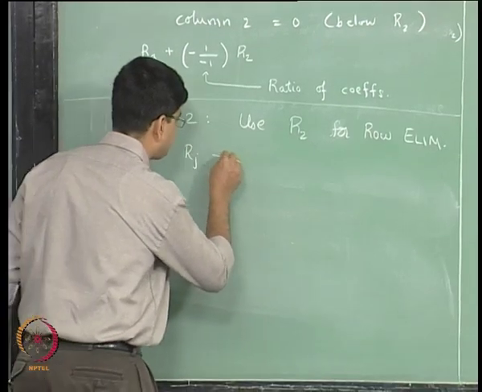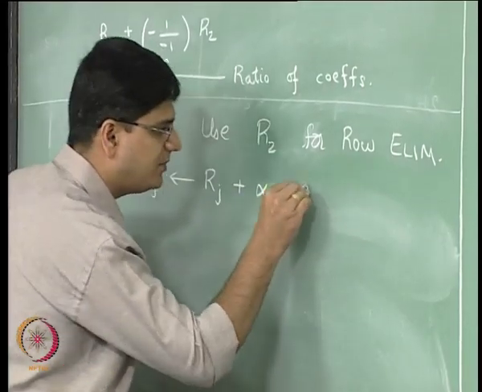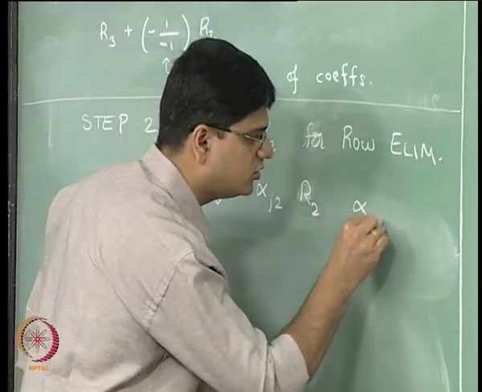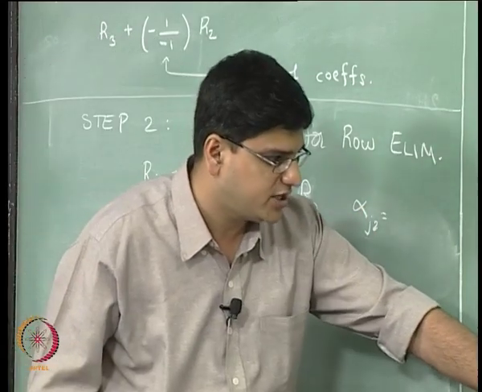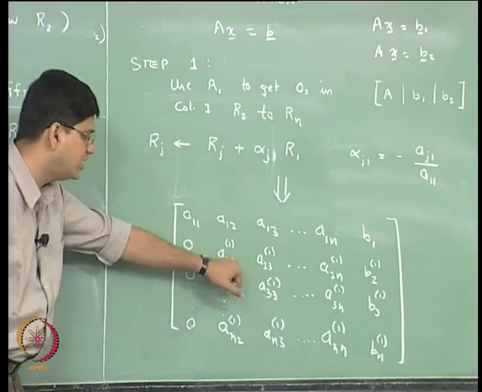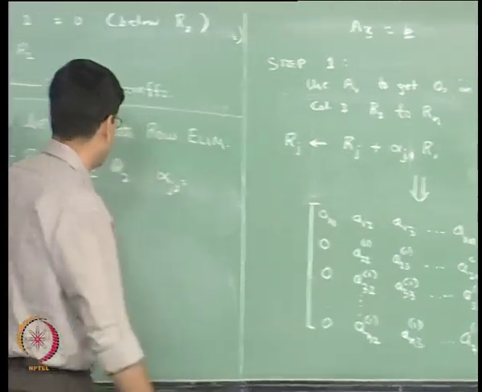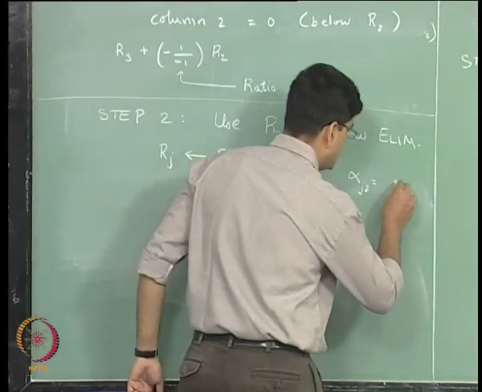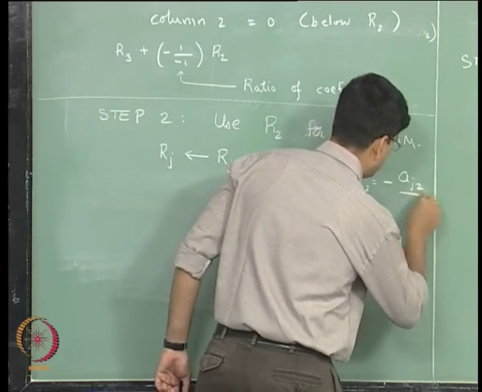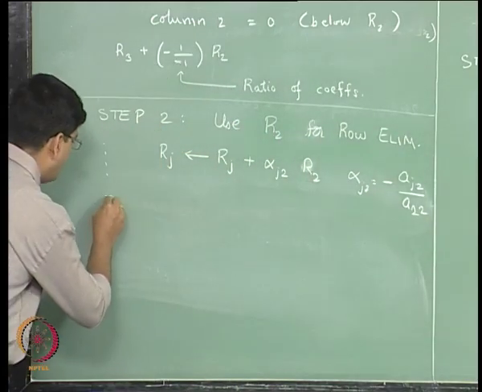So Rj will be Rj plus alpha j2 multiplied by R2, and in this particular case alpha j2 is going to be, for example over here, negative of a321 divided by a221, negative of a421 divided by a221 and so on up to negative of an21 divided by a221, or in general alpha j2 is going to be equal to negative aj2 divided by a22, okay.